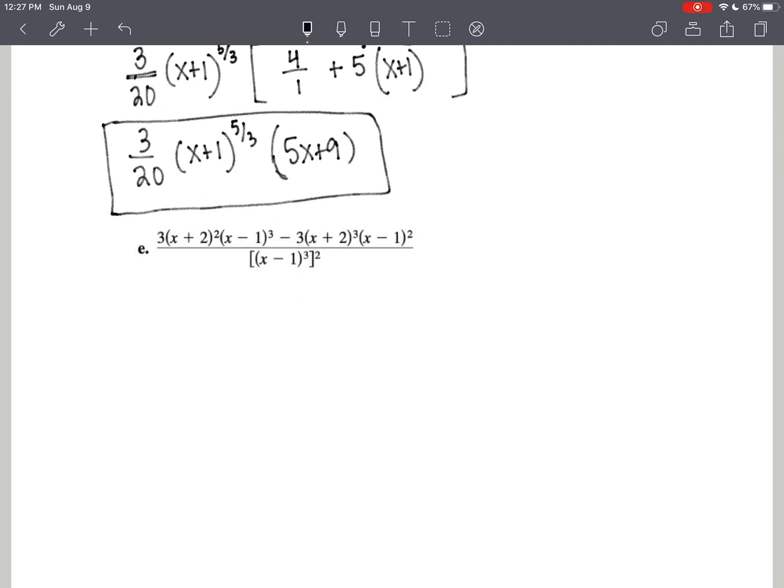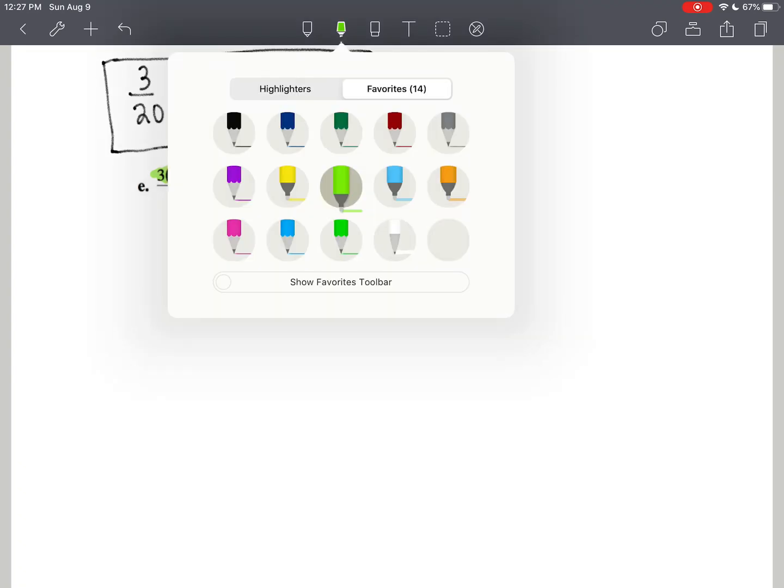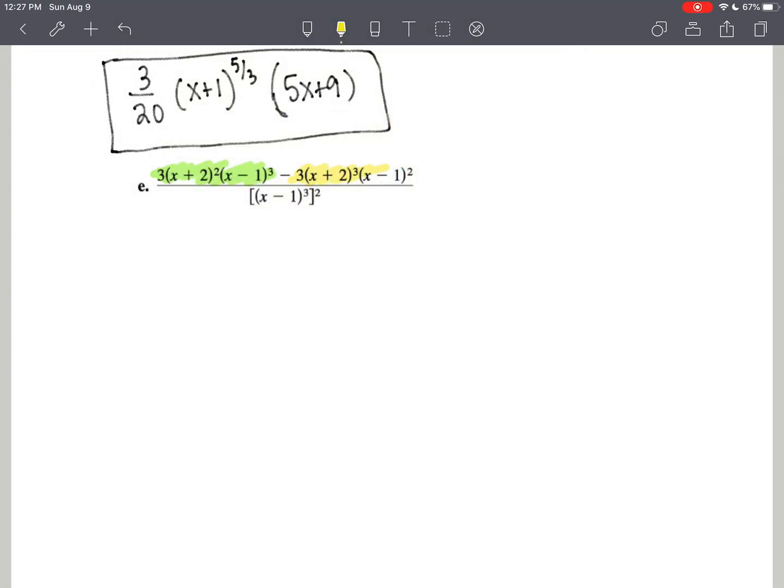Okay. Now, some of you are saying, okay, I really do think I've got it. I think I can do something here with this e. Feel free to pause, try it on your own, this example, and come back and check to see if you've got the right answer. So in the numerator, I have got one term, and then I've got a second term. They both have a 3, so I'm going to factor out a 3. They both have x plus 2, and the lowest exponent is 2. They both have x minus 1, and the lowest exponent is 2 again.